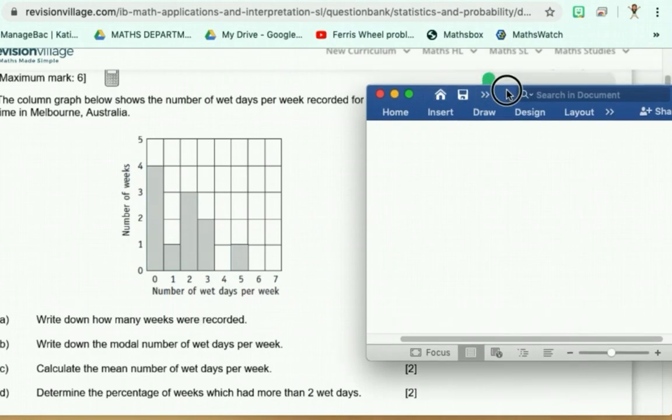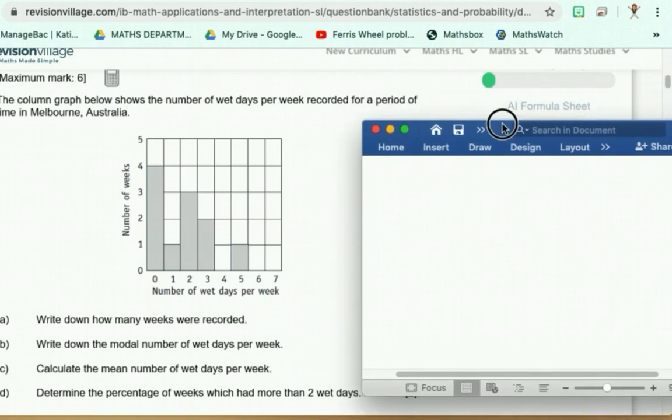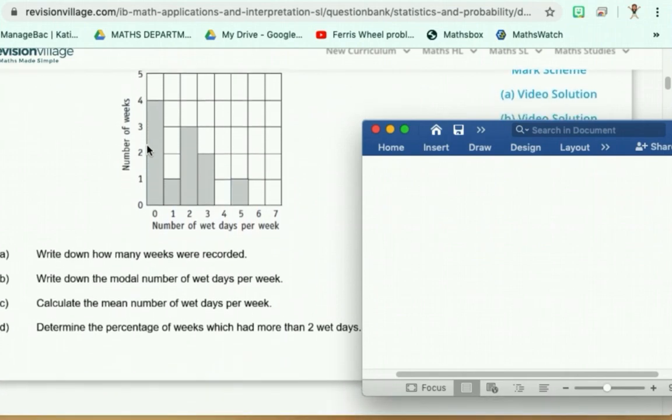Now, you should always read the question, but often the questions in your exam, they are significant, but you really need to look at the key bit of information. And if it's got a graph, you often don't really need to read the question in that much detail because it's normally quite obvious what you're supposed to do. The column below shows the number of wet days per week recorded for a period of time in Melbourne, Australia. So for me, that's a really straightforward question, so I don't really need to look at it anymore.